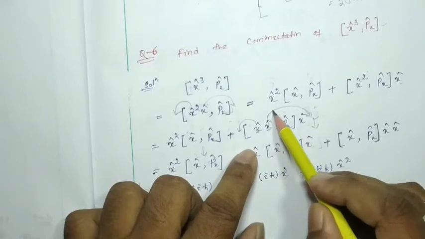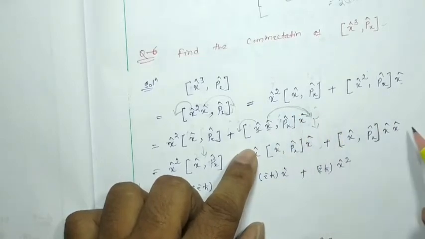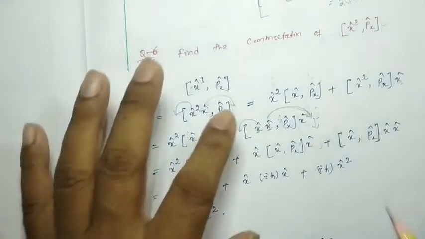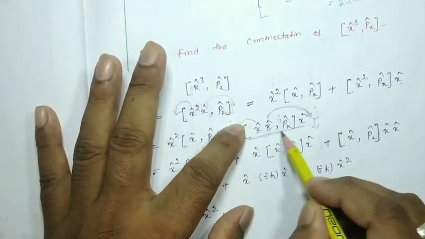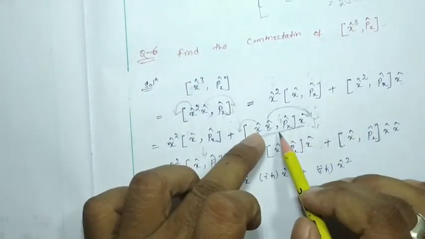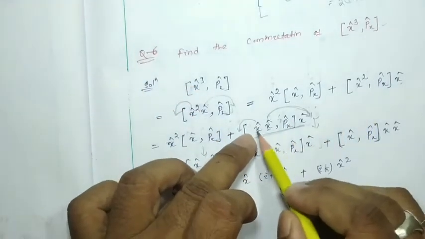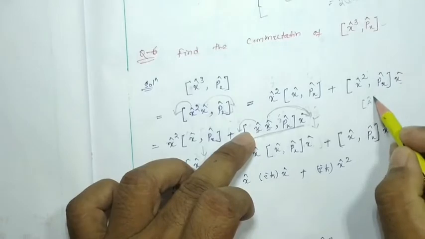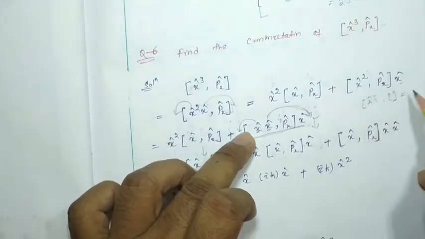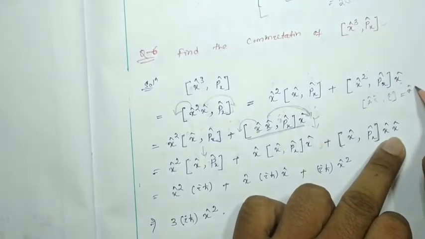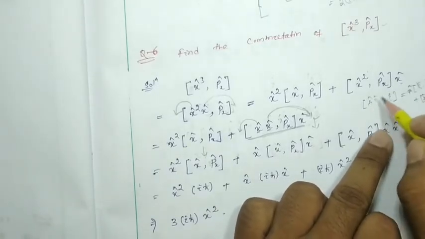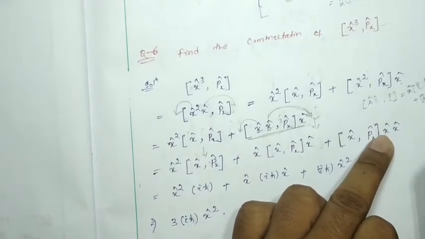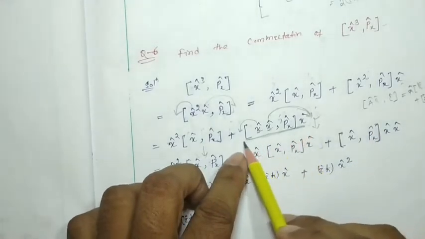This x cap will be moved towards the right of this x cap, because why? Because this whole is an operator. This whole is an operator. So whenever I apply this formula, that is a cap, b cap, c cap, this is nothing but a cap, b cap, c cap plus a cap, c cap. The b cap will go to the right side, like that. The whole is the operator.